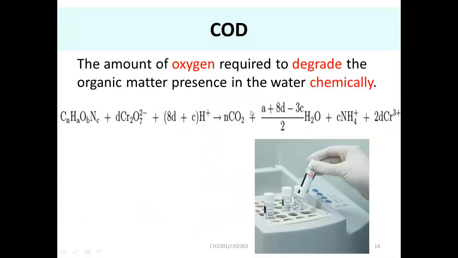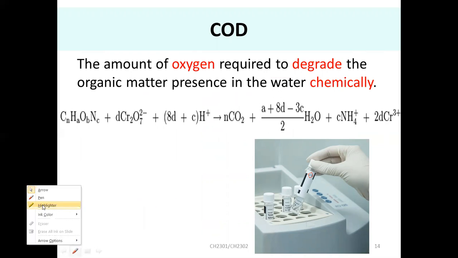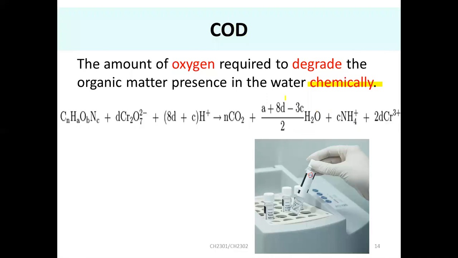Then let's see what COD is. COD is the amount of oxygen required to degrade the organic matter present in the water chemically. In BOD, you learned the amount of oxygen required to degrade the organic matter biologically. But COD means chemical oxygen demand. The organic matter present in the water is degraded using a chemical, dichromate. So in the standard experimental method, we use potassium dichromate to degrade the organic matter in the wastewater.